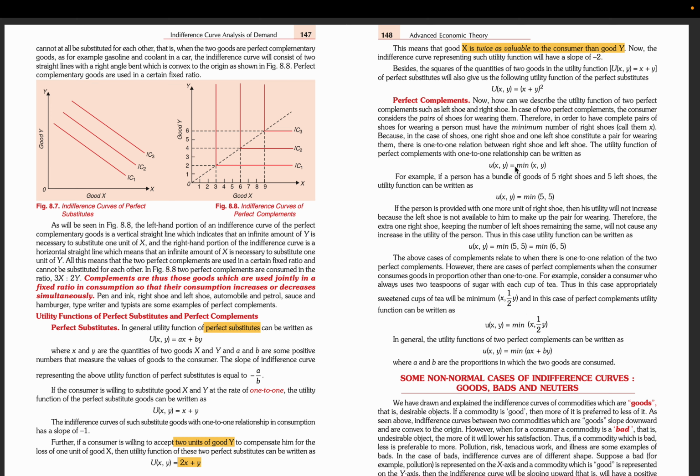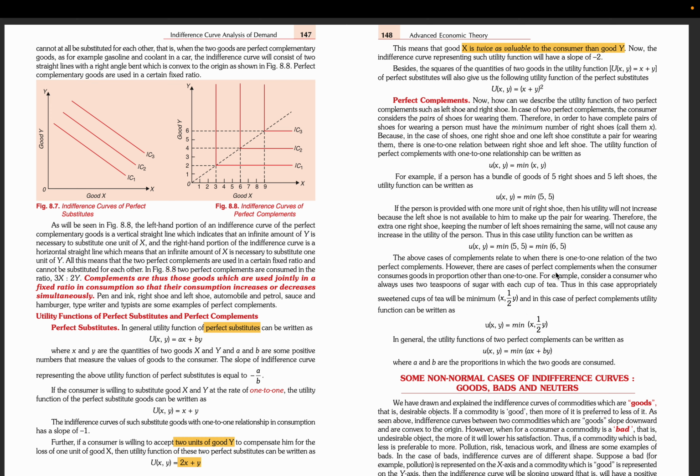The utility function is going to be this. For example, if a person has a bundle of 5 right shoes and 5 left shoes, the utility function will be this. If a person is given one more unit of right shoe, then the utility will not increase because the left shoe is not available, and so the minimum of 6 and 5 will again be 5. Therefore, the extra one right shoe, keeping the number of left shoes the same, will not cause any increase in the utility of the person. The above cases of complements relate to when there is a 1-to-1 relation of the two perfect complements.